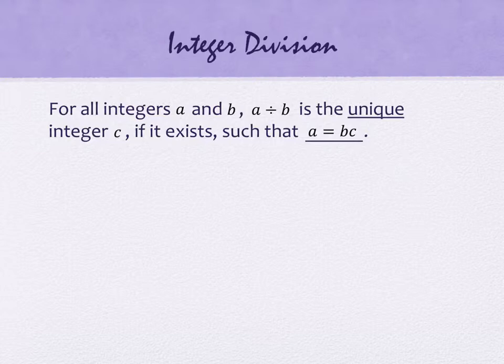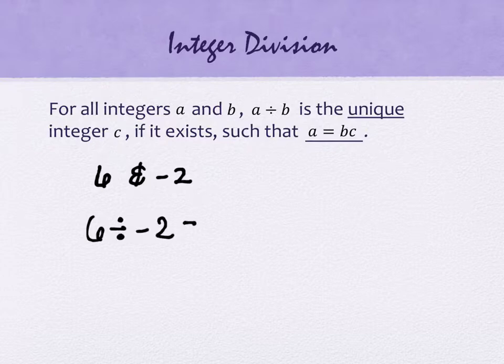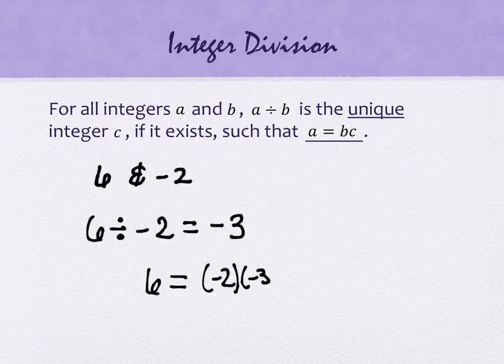But if in fact I can divide the numbers 6 and negative 2, the reason that 6 divided by negative 2 is negative 3, right, is because 6 is equal to negative 2 times negative 3. And that's what the definition is saying. The reason it equals an integer is because it can be changed into a statement about multiplication that is equally true.